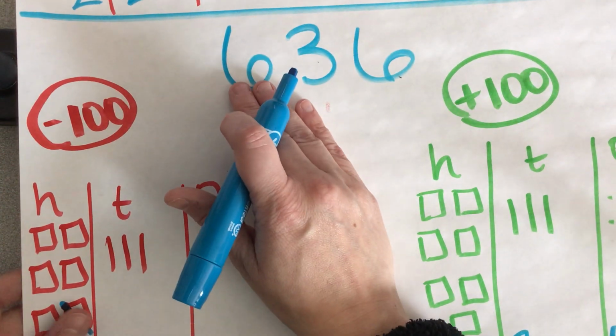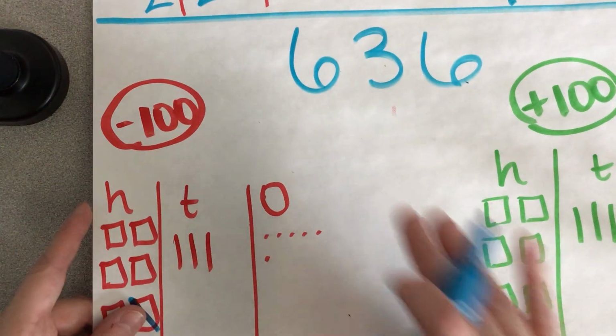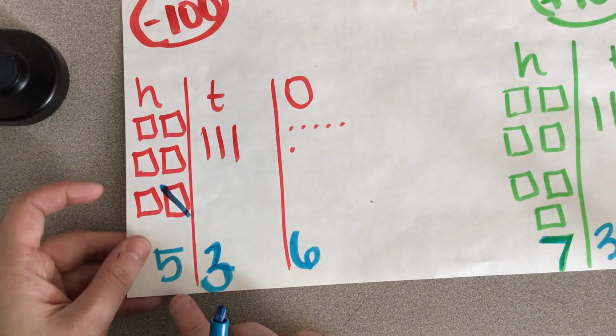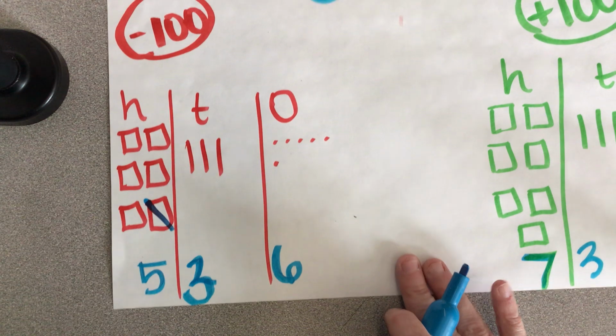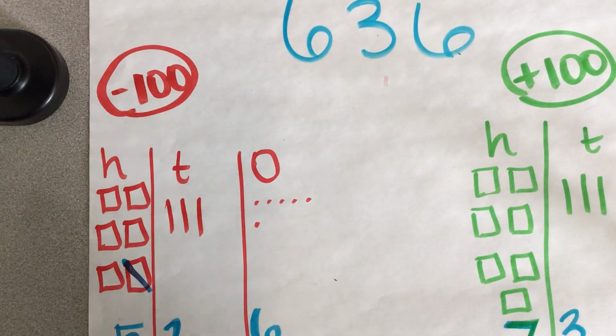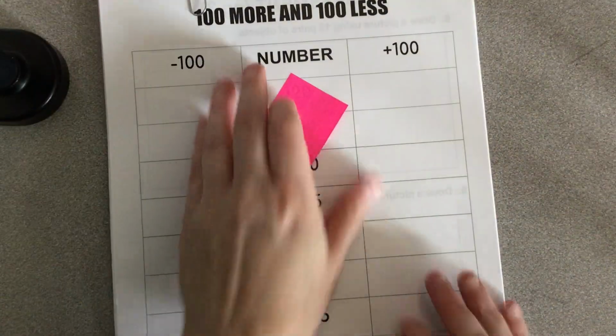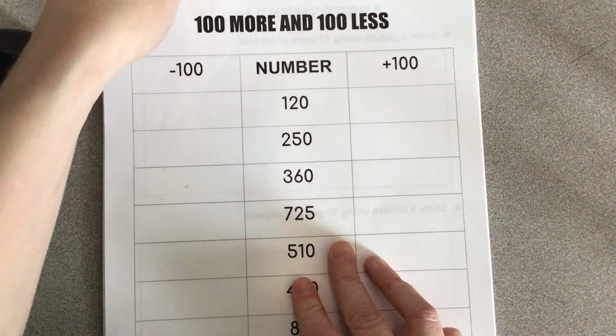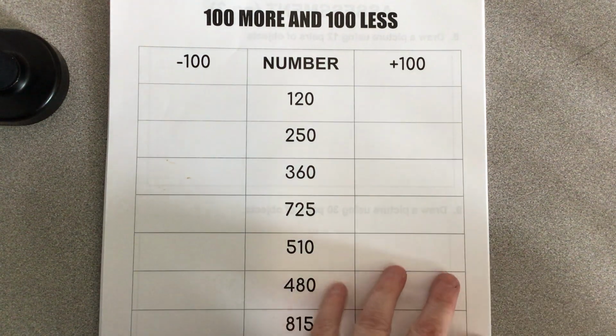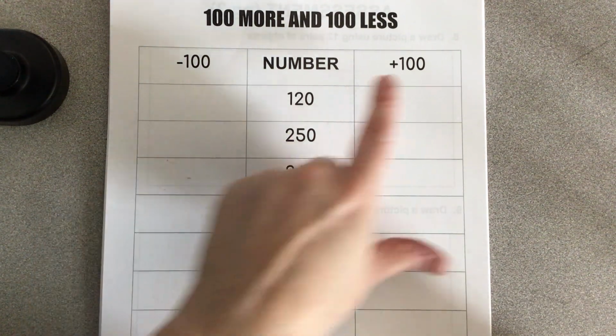So I took 600 and I added 1 and got 7. I took 600, I took away 1 and got 5. So we're working on 100 less, 100 more. Okay, so let's look at our quick check. Your quick check today is practicing 100 more, 100 less. So it's very similar to what we worked on yesterday, except we're taking away 100 and adding 100.